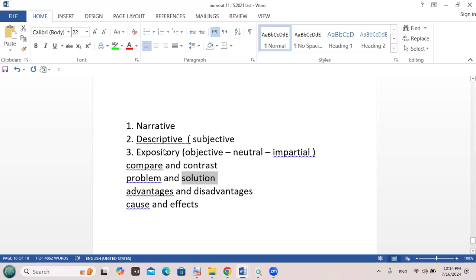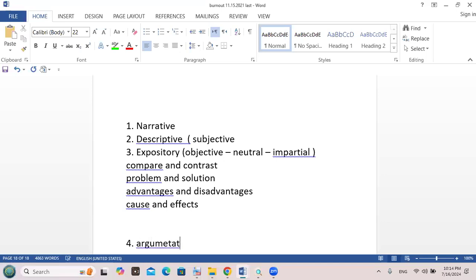For sure, every single one of them has different ways of writing, but I'm just telling you the simplest way in order not to be confused. My point is, the one which is most commonly used, so common in exams, we call it argumentative.